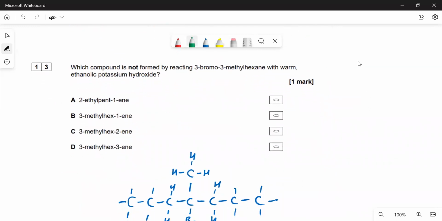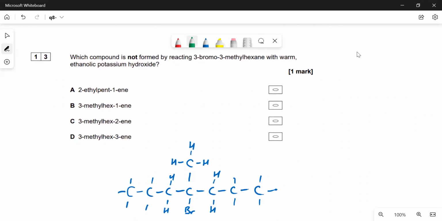13. Which compound is not formed by reacting 3-bromo-3-methylhexane with warm ethanolic potassium hydroxide? So what's going to happen here? We're going to get an elimination reaction. We're going to eliminate HBr. Okay, so I've drawn 3-bromo-3-methylhexane down there in blue. Now, when you do elimination, you remove the bromine atom and hydrogen from the carbon next door. So if you remove that one, you get the double bond there, and that would be 3-methyl hex-3-ene. So that would be formed.